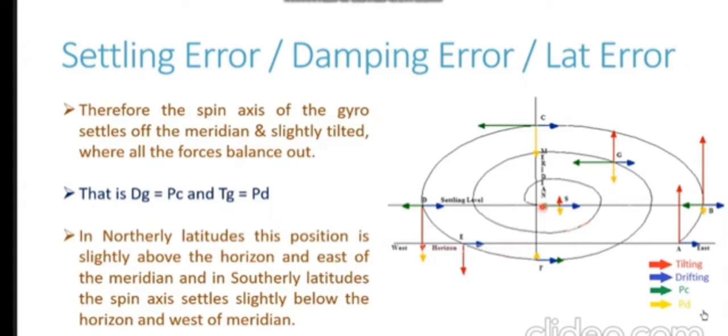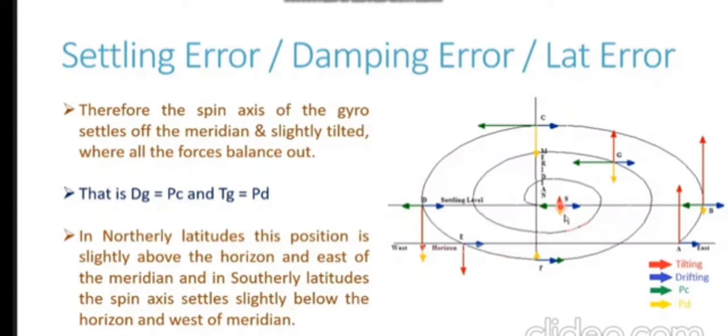To generate the westerly precession, the spin axis needs to be tilted upwards. So you can see we have the horizon here and our settling position is upward of the horizon. So we have a positive tilt which generates this westerly precession. Also, you can see that tilting is exactly equal and opposite to the damping precession, which is the yellow arrow.